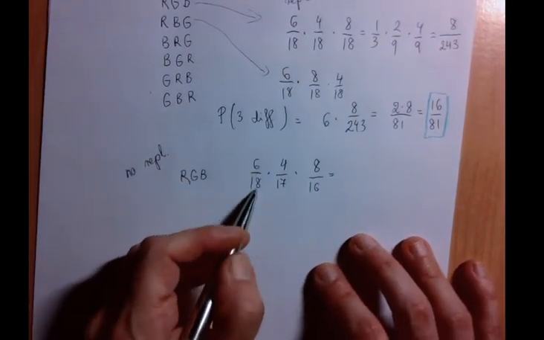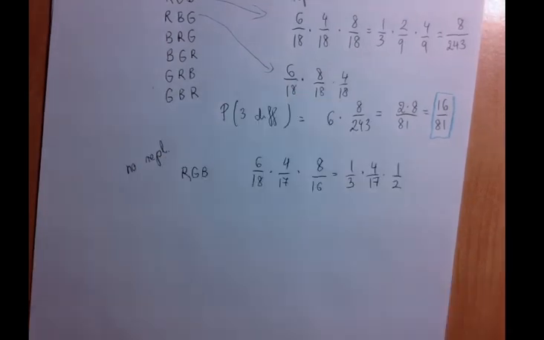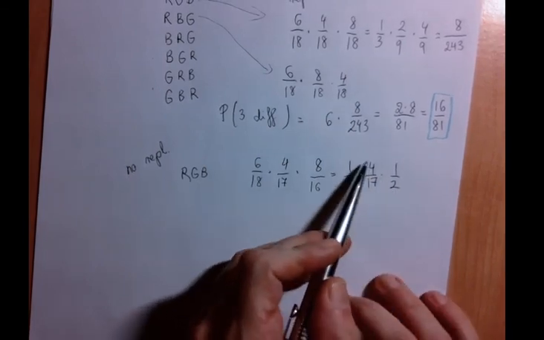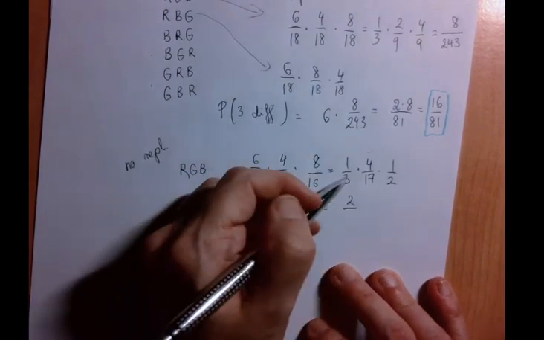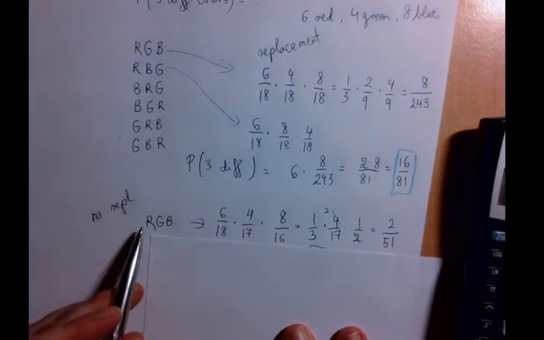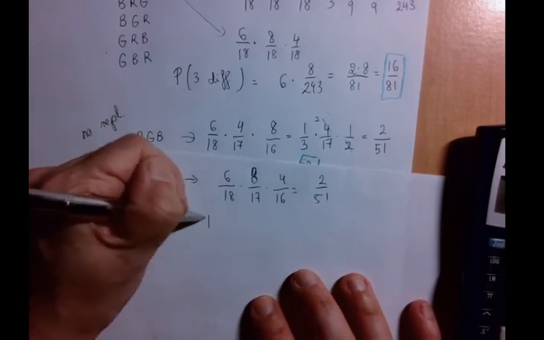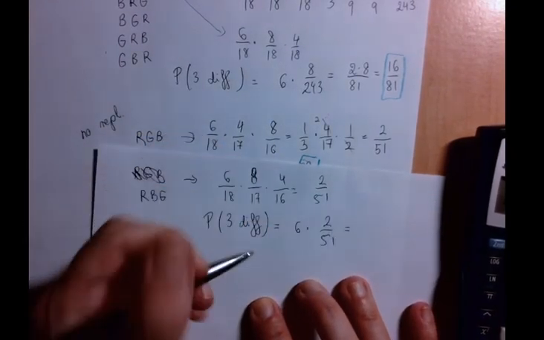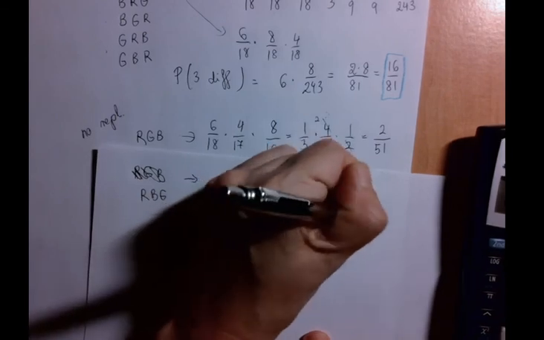Let's see if we can simplify. So 6 over 18, that's 1/3. 4 over 17, nothing going on there, and this is just 1/2. And so there is one more. We can cancel out the 2 here, so then we have 2 over, the 2 is gone, 3 times 17, 51. That's the probability of first red, then green, then blue. And so the probability that the 3 marbles have different colors is going to be 6 times 2 out of 51. There is a cancellation here, so it's 4 out of 17.